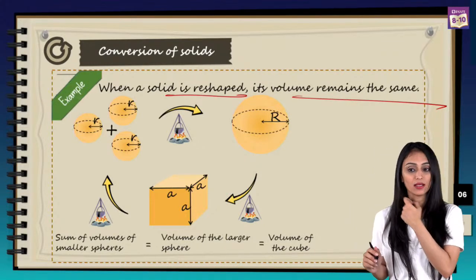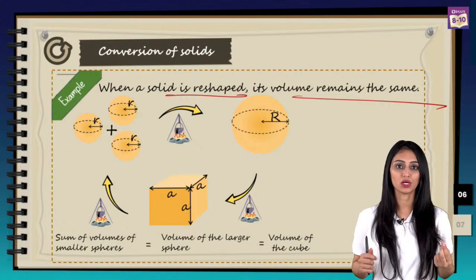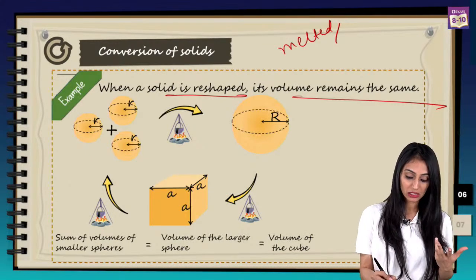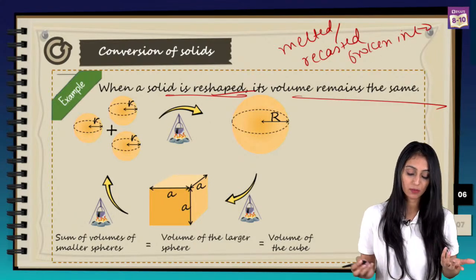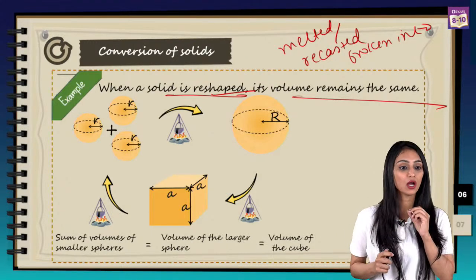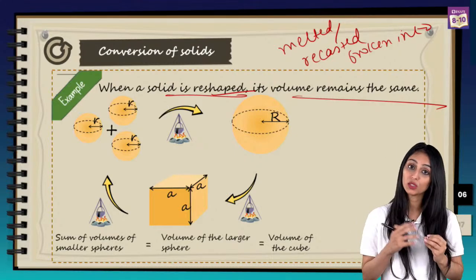One way to guess, like in the question we have to find out the volume or not. Let's say you come across such words like melted. Earlier also I have mentioned this, like melted, recasted, broken into, or reshaped. Words like this, if you find that in the question, that means you have to apply the volume because volume remains same.